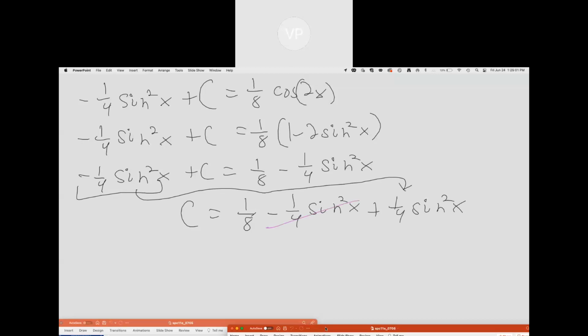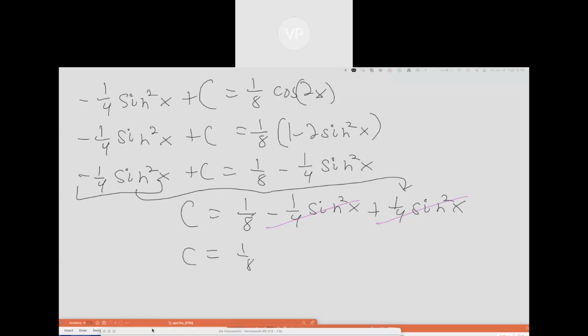And hopefully you guys are starting to see this is not as bad of a problem as it might have appeared. This and this cancel right off because they're identical. They're both sine square x. And now I get c as an eighth. That's it. That's all you need to do on this problem.